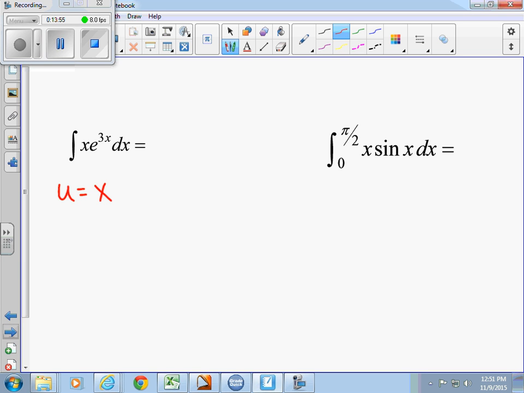Just 1, which is good news because that means I can work that integral, because it's going to be e to 3x times 1. Maybe some constant involved, but other than that. So what does that mean dv is? Everything else.